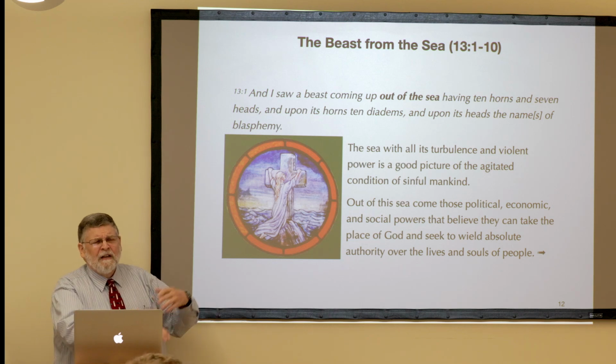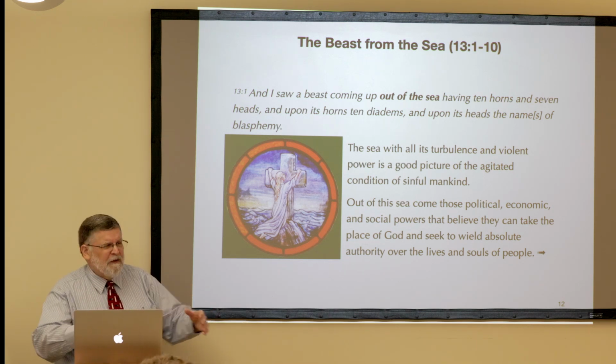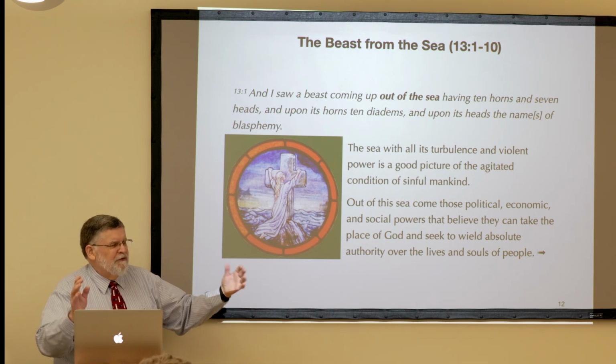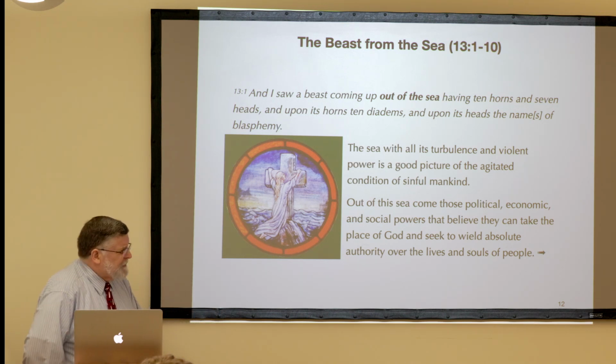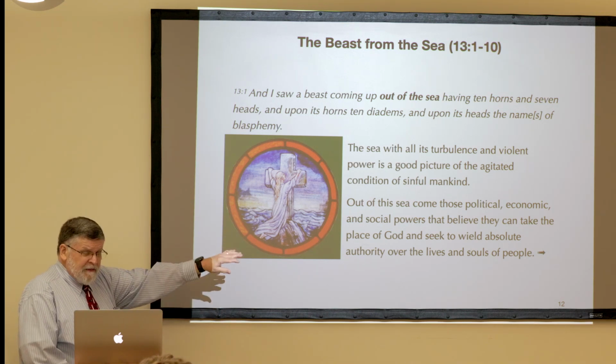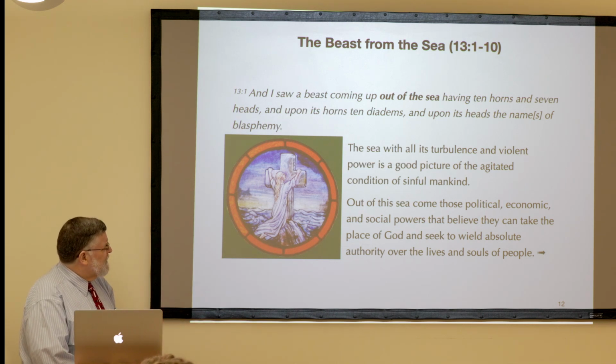The sea, especially in the Old Testament, is a place of turbulence and violence. And so the Hebrew people didn't actually like to go to the sea at all. But out of that is where all of these political powers come.